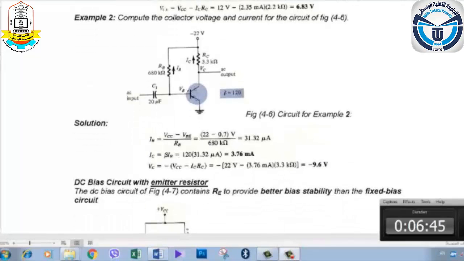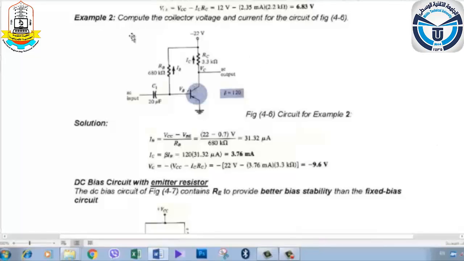There is another example for the fixed bias circuit. We want to compute the collector voltage and current from the circuit of the figure. In the same procedure, we calculate the base current, then the collector current, and the collector emitter voltage, which here equals the collector voltage.